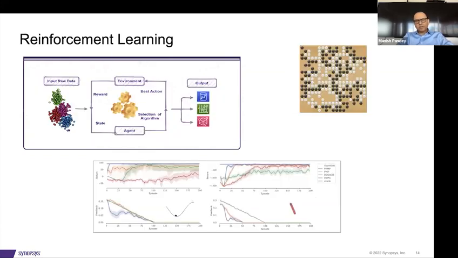Now, the last part, which is very common again in EDA, is reinforcement learning. Of course, everyone is familiar with AlphaGo, and there are other game playing programs which have employed reinforcement learning. In reinforcement learning, essentially, you have your inputs, and you have an agent which tries to learn, given the input and given the state, what is the next step that you need to take to solve your problem.